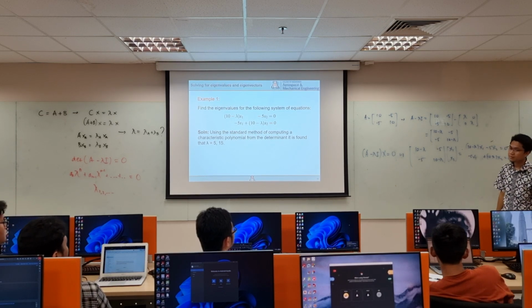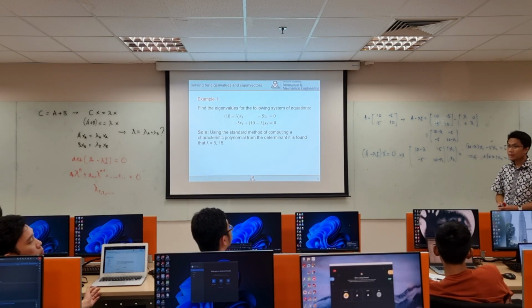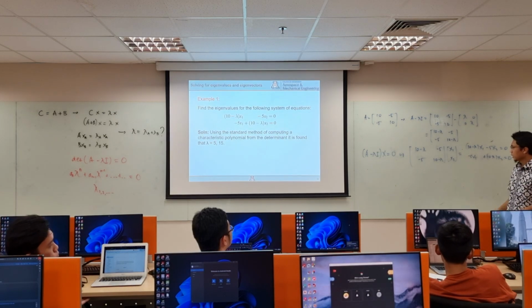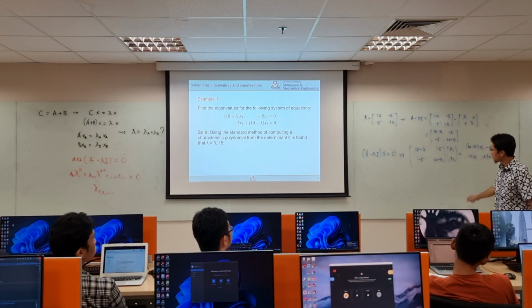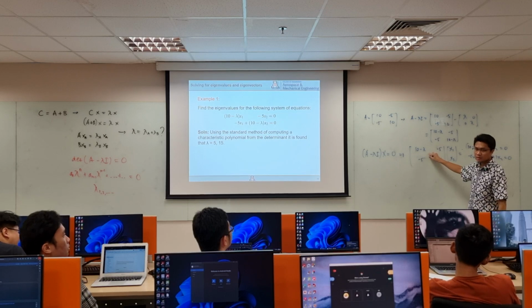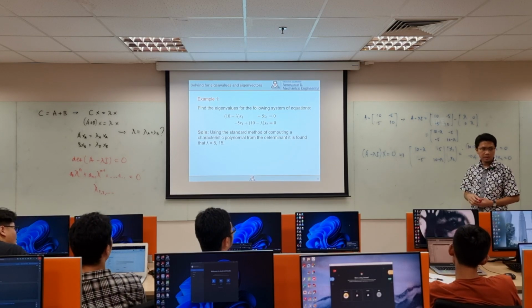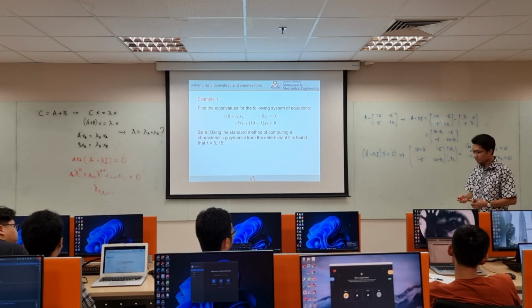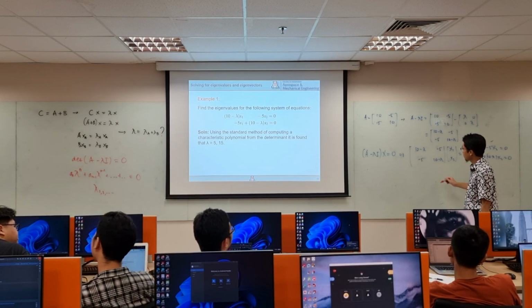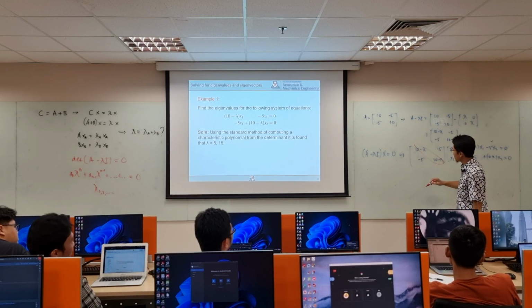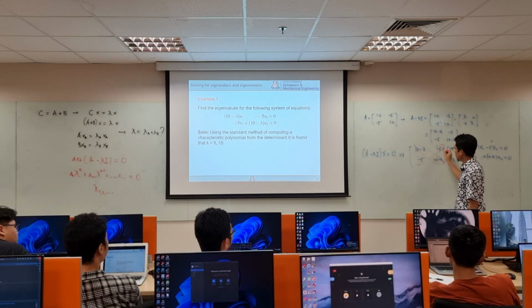Yeah, they are the same. Okay, now to compute the lambda, get the determinant of this. What's the determinant of that? Multiply this, minus multiply of that.